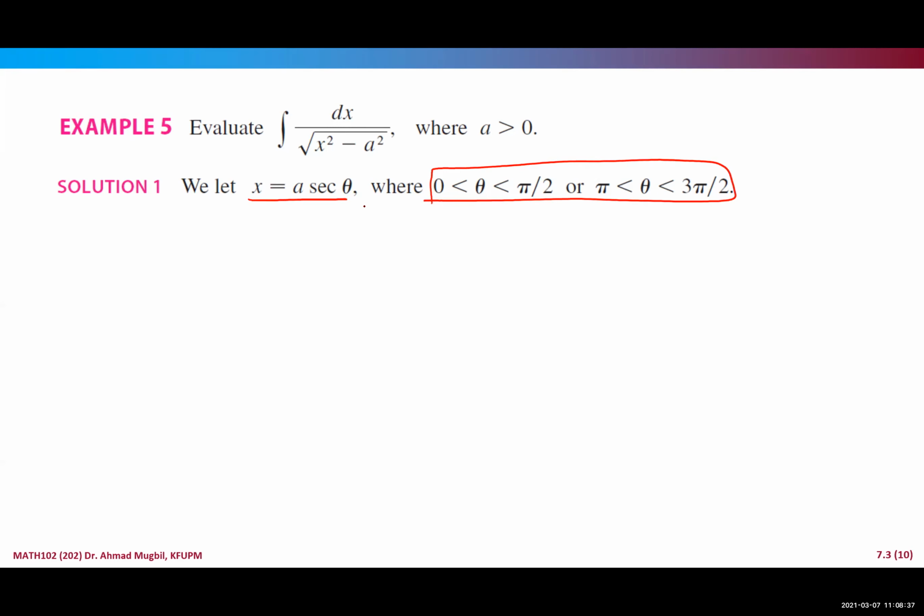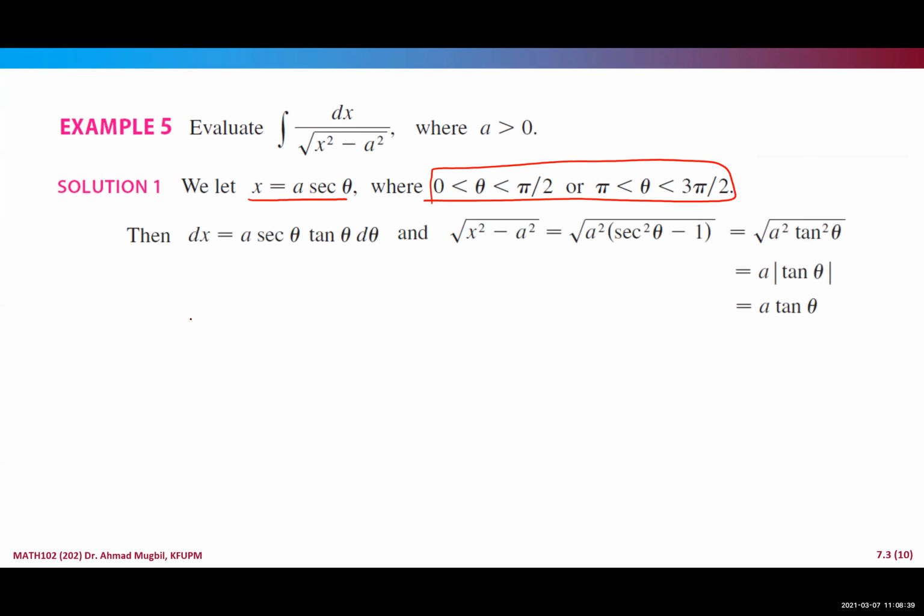Now, accordingly, you need to find the radical. If this is x, this is the x. And for sure, the radical will be a tan theta at the end. Because in the first quadrant, this is the first quadrant, this is the third quadrant, in both of them tan is positive. So no need for the absolute value.